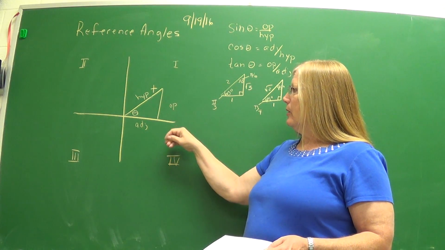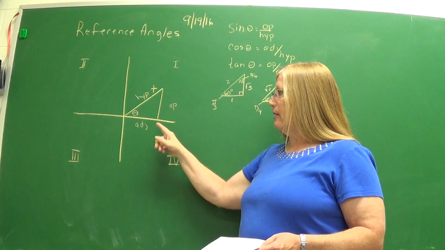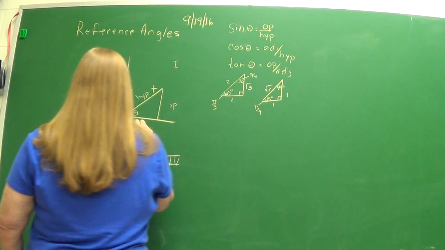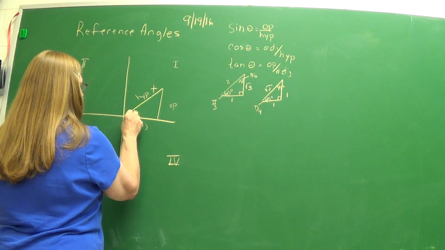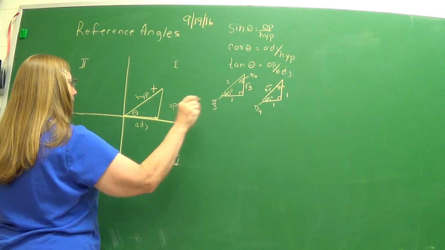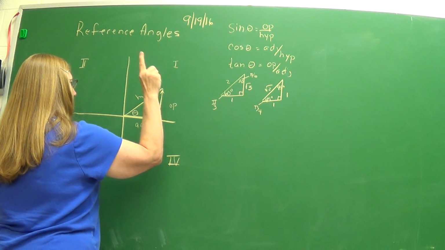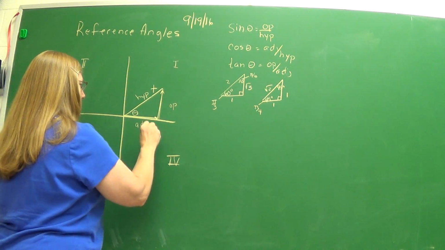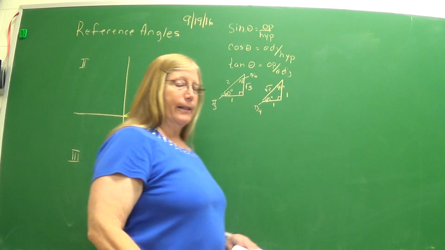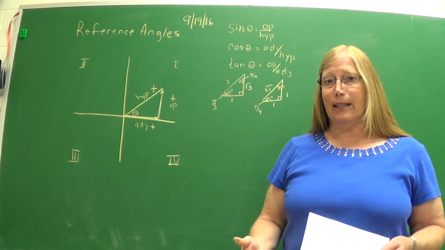Side opposite, when you're in the first quadrant, and side adjacent also have positive signs. Notice, to form side adjacent, did I not go in the positive direction to the right? And then for opposite, I went up. So that's a positive direction as well. So in the first quadrant, all three pieces of the triangle are positive.